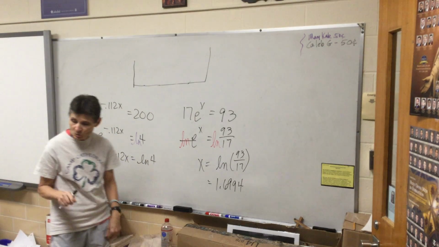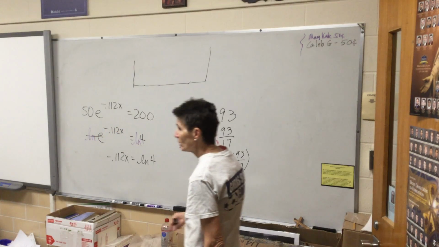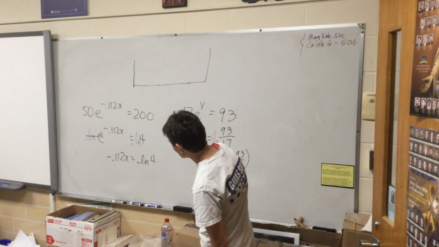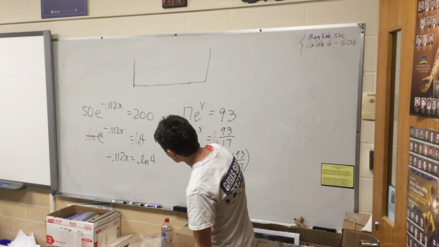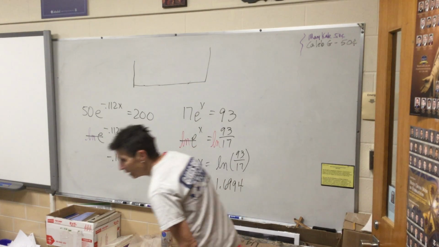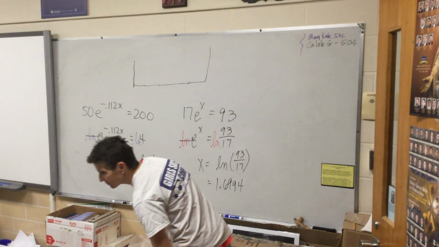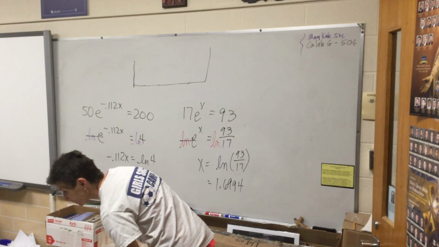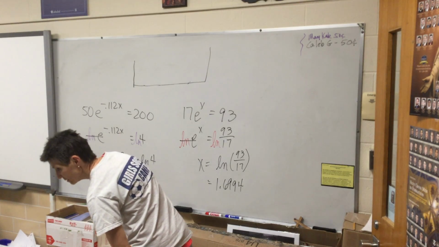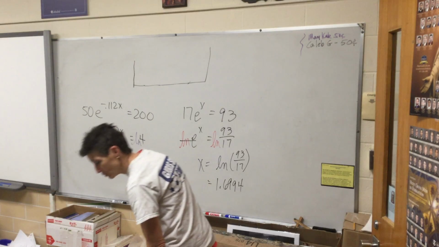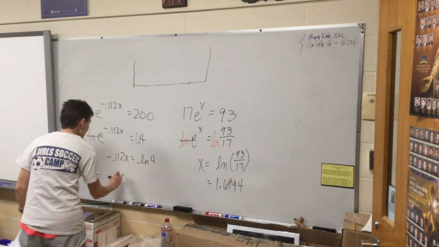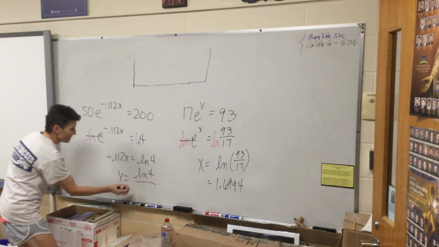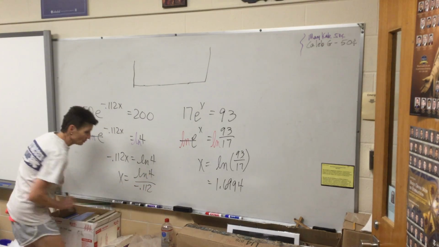And then this problem has one more step. Leo, what's going to be our last step if we're solving for x? Our last step? Oh, Leah. Okay, I didn't hear. What'd you say, Leah? Yeah. X by itself, right? Yeah, I have to get x by itself, so you're right. I'm going to divide. So this time, I'm going to take ln 4, whatever that is, and divide it by negative 0.112.